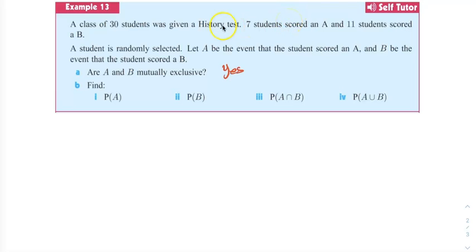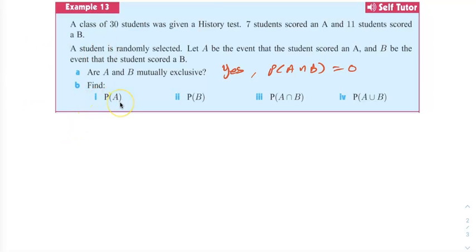It's a little weird. Mutually exclusive means they have nothing in common. So I'm saying yes, they have nothing in common, because you can't get an A and a B on a test. It's either an A or a B. You can't have both of them. So A intersection B is 0. Remember, that's what A intersection B means: some students get an A and a B. You can't do that in one test.